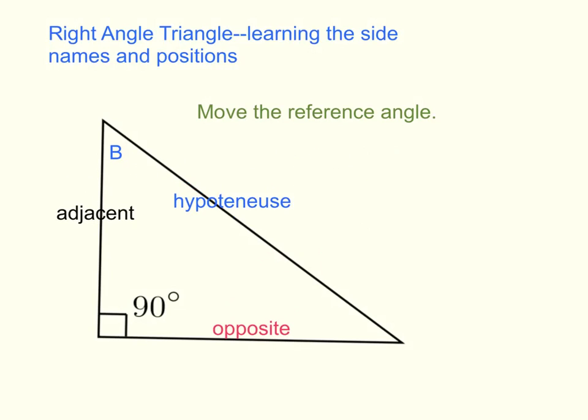The adjacent. So notice that when you are labeling from a different reference point, the adjacent and the opposite switch. The hypotenuse never changes. It's always across from the 90-degree angle, and it's always along the side of the triangle.